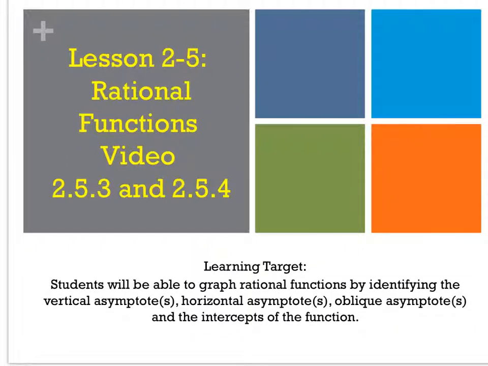And this video is 2.5.3 and 2.5.4. Our learning target for today will be for students to be able to graph rational functions by identifying vertical asymptotes, horizontal asymptotes, oblique asymptotes, and the intercepts of the function.